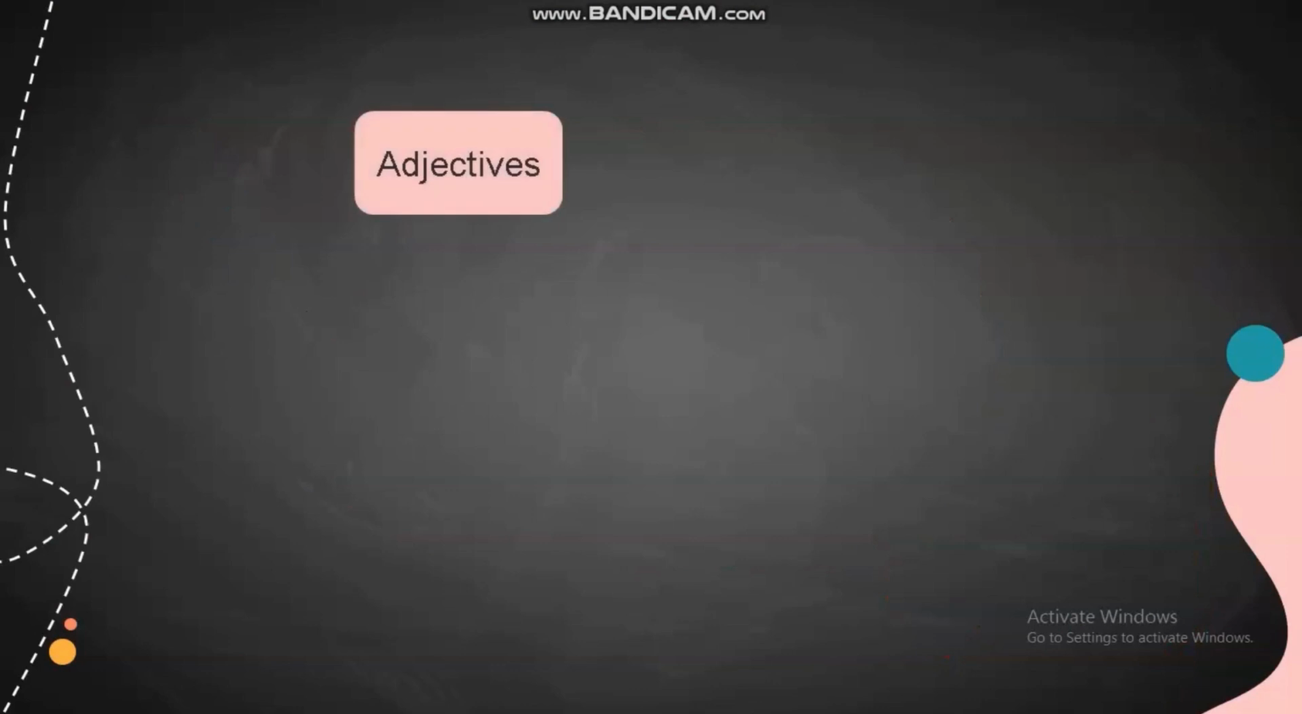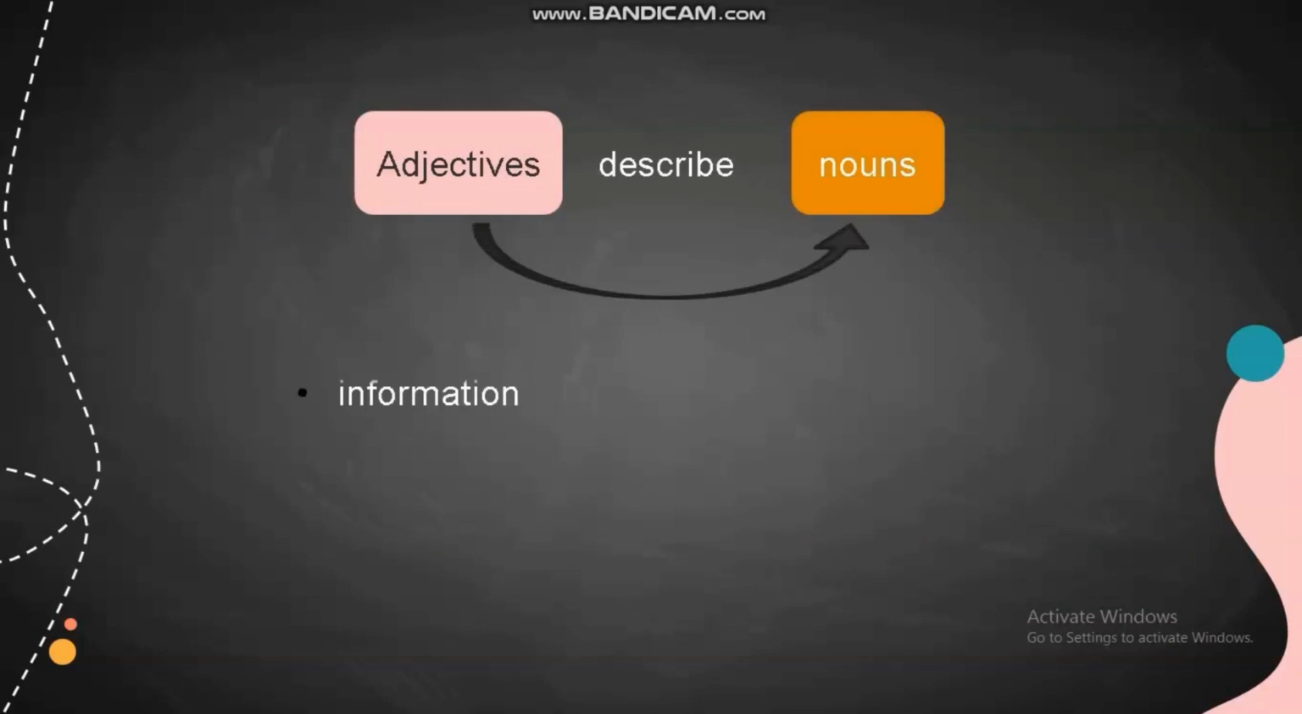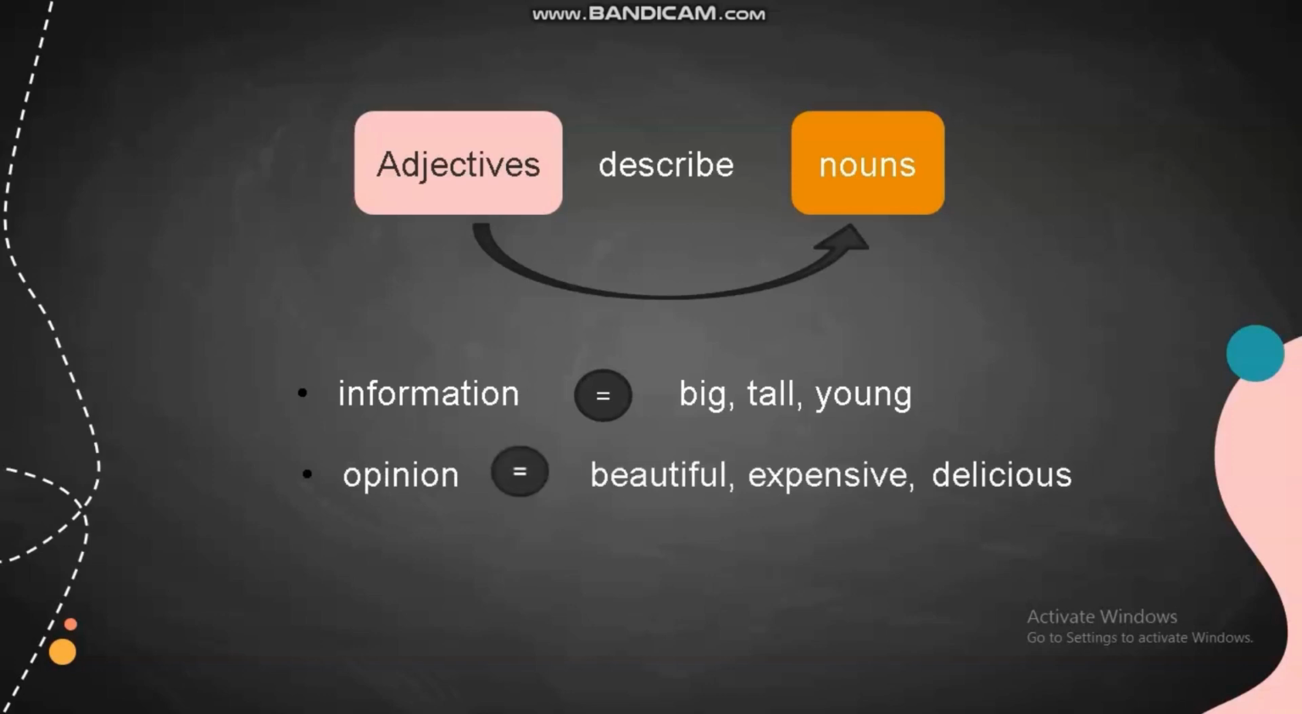Adjectives are words that describe nouns. An adjective can give us information such as the size or age of a noun. Adjectives can also tell us someone's opinions about a noun or describe how someone is feeling.